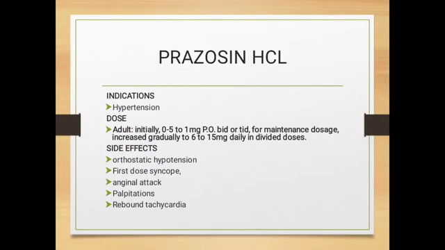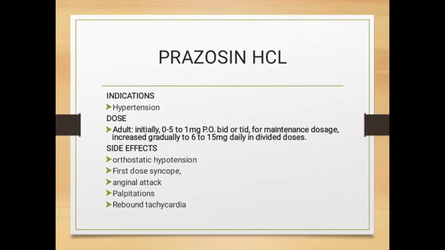The dose in adults, you can give 0.5 to 1 milligram per oral, and you can give it twice a day or 3 times a day as maintenance dose. And it can also be increased to a range of 6 to 15 milligrams in a single day, depending on the severity of the condition. But of course, it is given in divided doses, whether 2 times or 3 times or 4 times a day.